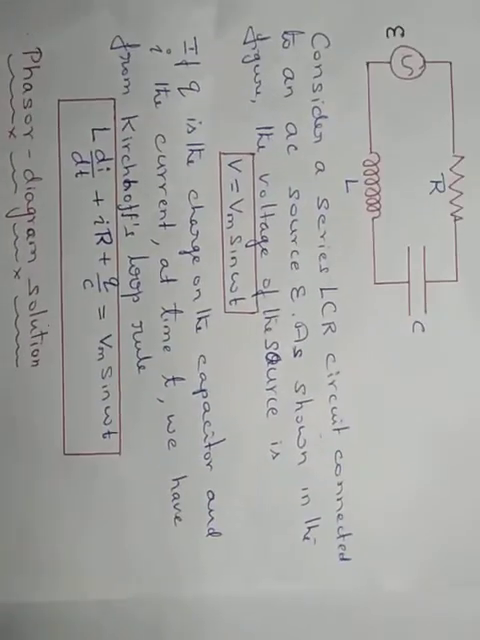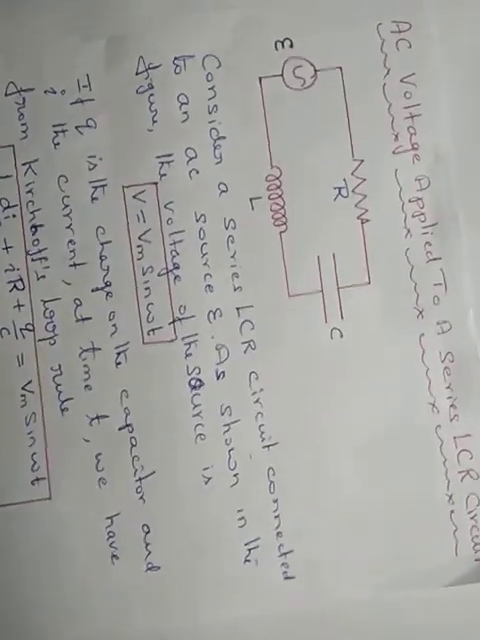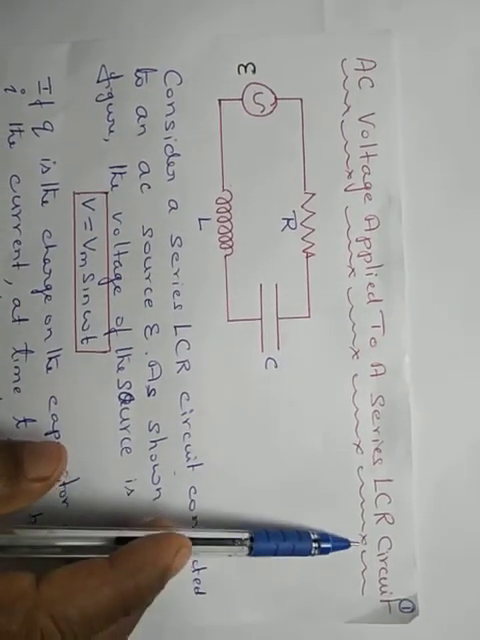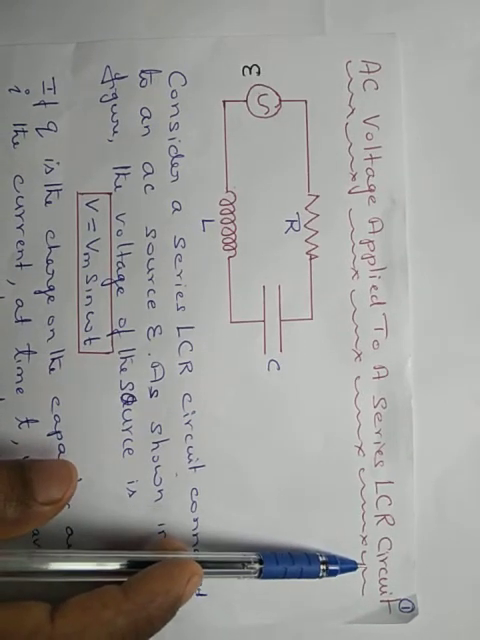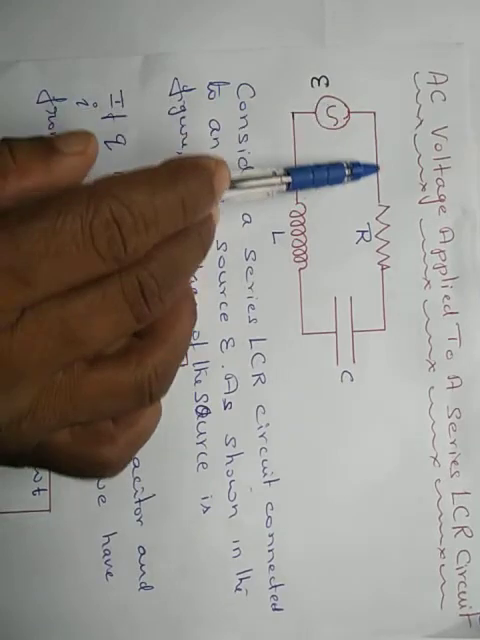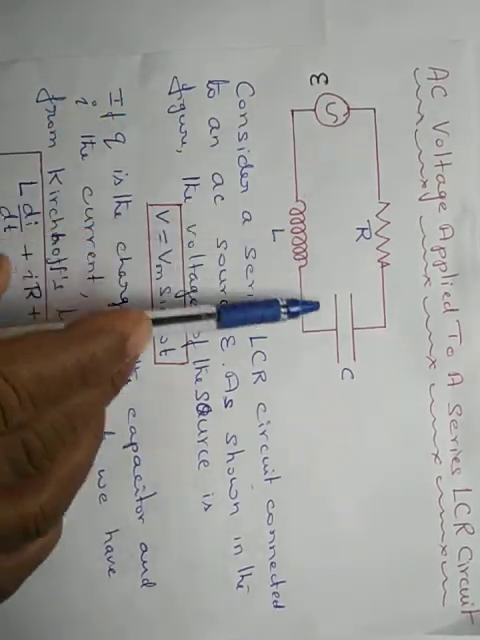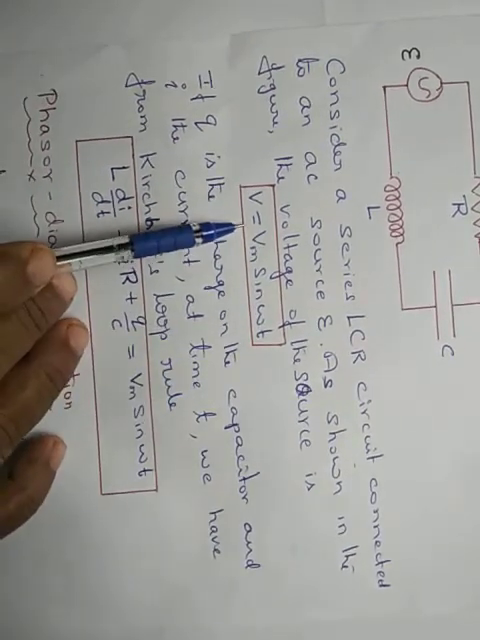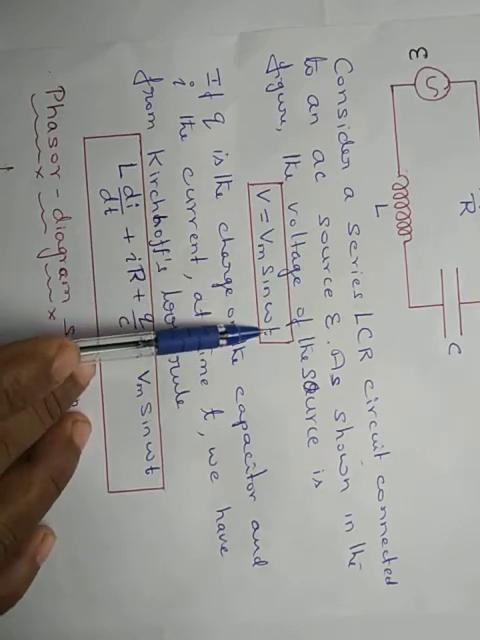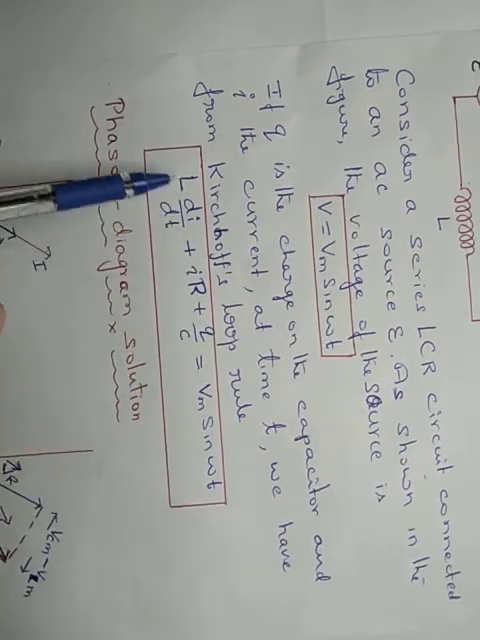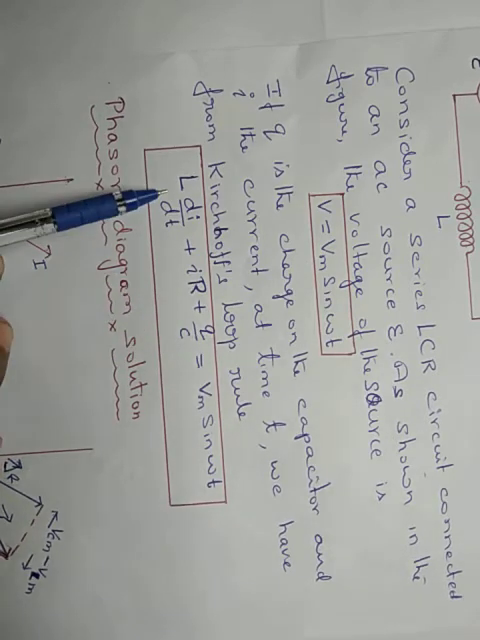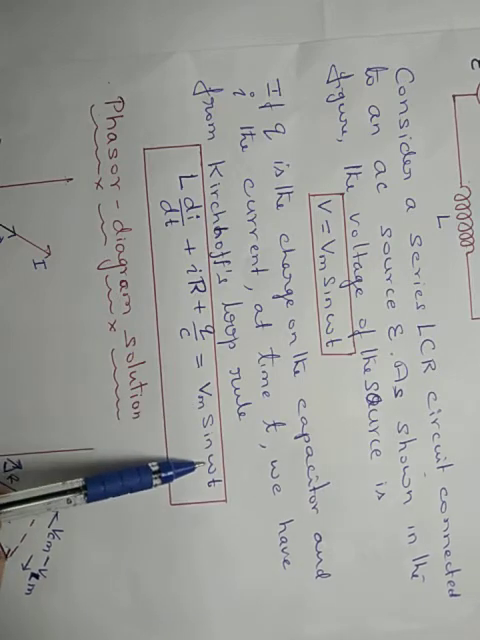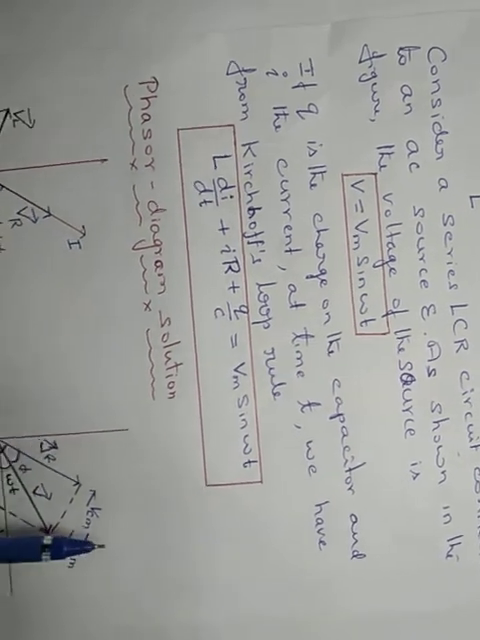Clear? So see once again. Our derivation is: AC voltage applied to a series LCR circuit, and hence to find the impedance. For this you need to draw the circuit diagram, a series LCR with this AC source. The voltage due to the AC source is V equal to Vm sin omega t. The voltage drops in the inductor, resistor and capacitor give L di by dt plus I into R plus Q by C equal to Vm sin omega t, according to Kirchhoff's loop rule.